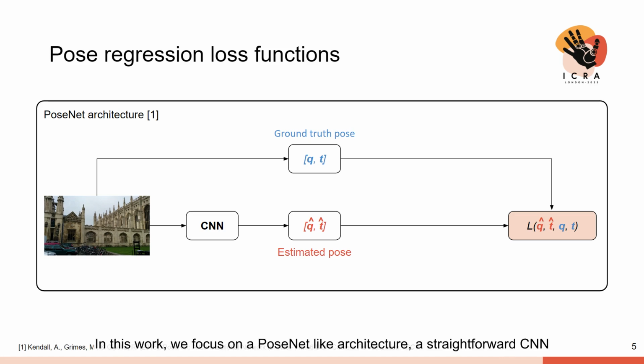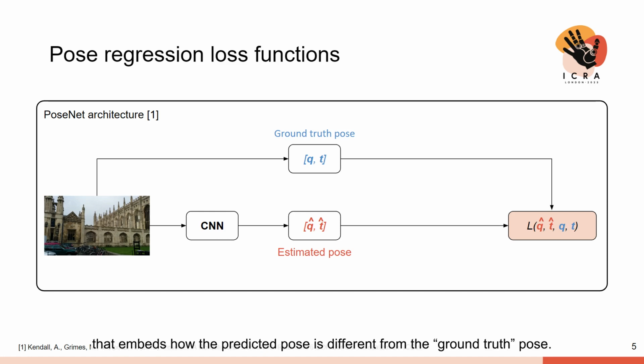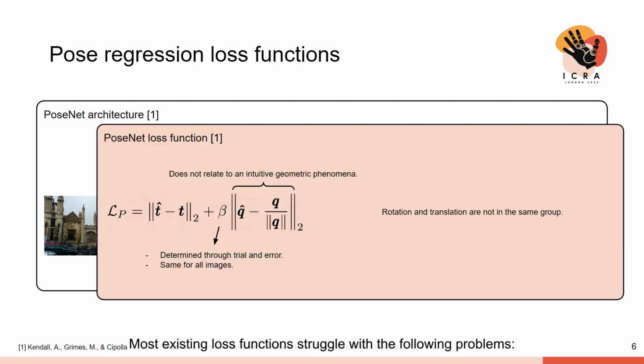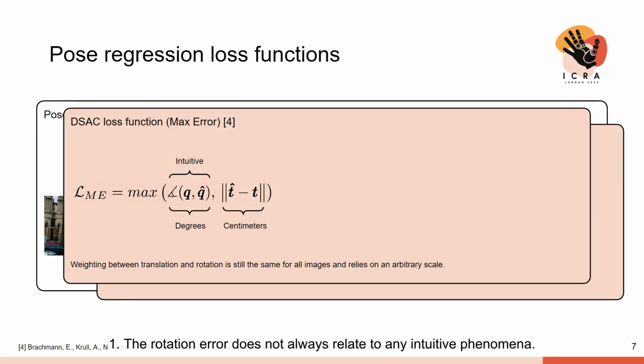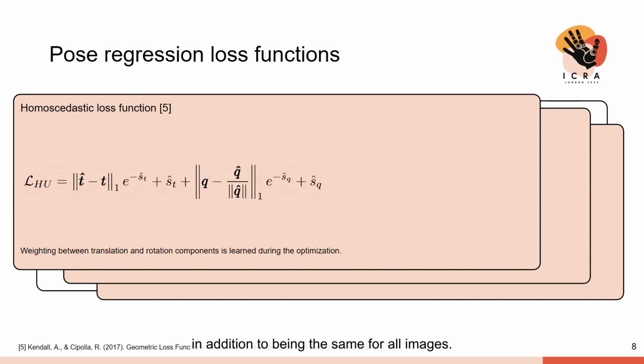In this work, we focus on PoseNet-like architecture, a straightforward CNN that takes as input an image and outputs its 6 degrees of freedom pose. In order to learn the correct pose, the network relies on a loss function that embeds how the predicted pose is different from the ground truth pose. Most existing loss functions struggle with the following problems. The rotation error does not always relate to any intuitive phenomena. The weighting between translation and rotation error is either arbitrary or difficult to tune, in addition to being the same for all images. Rotation and translation are not in the same space or group.